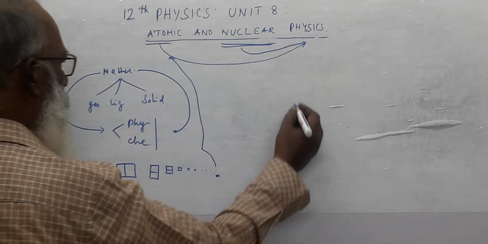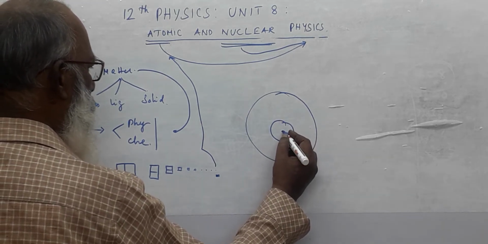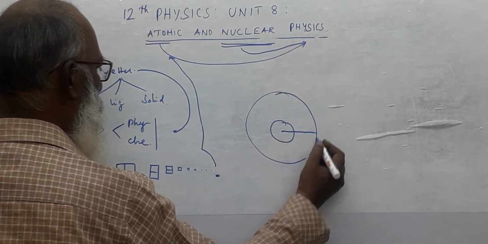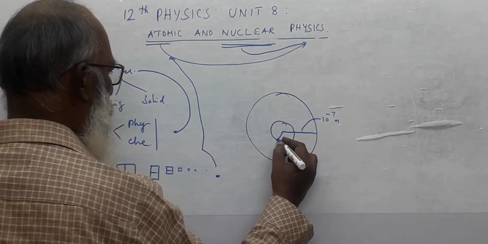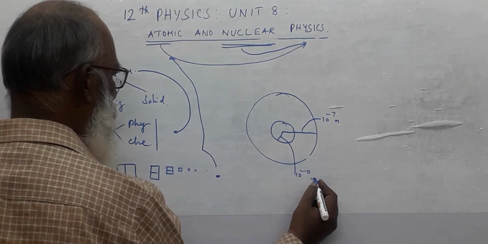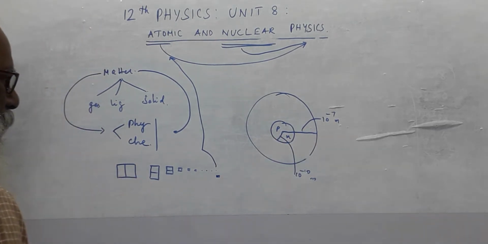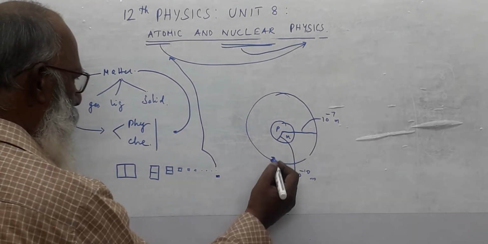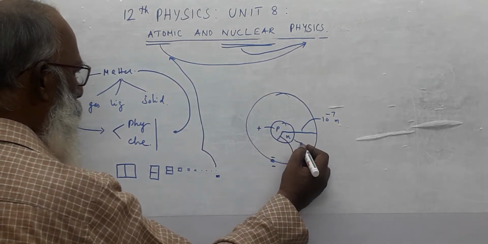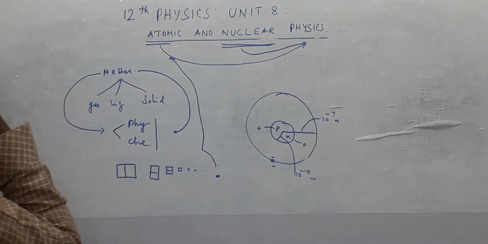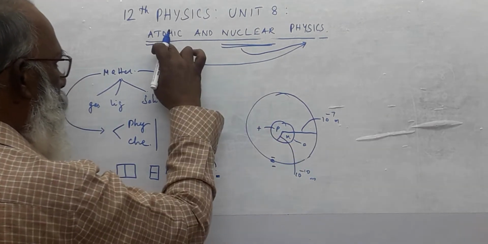Let us imagine an atom. This is called an atom. This is called a nucleus. The radius of the atom is 10 power minus 10 meter, and the radius of the nucleus is 10 power minus 7 meter. Within this smallest particle, proton and neutron are accumulated in the nucleus, whereas electrons are revolving around the nucleus in orbits. The electron is negatively charged and the proton is positively charged. The neutron has zero charge; there is no charge for neutron. So we conclude that these are the fundamental particles of the atom.